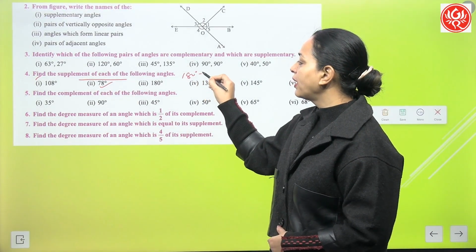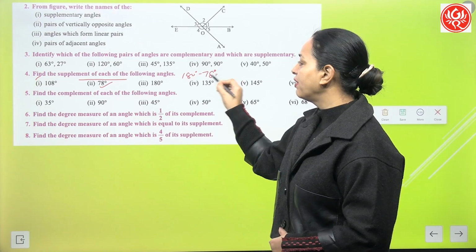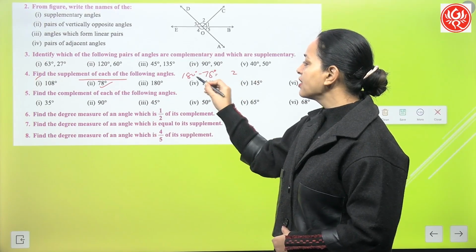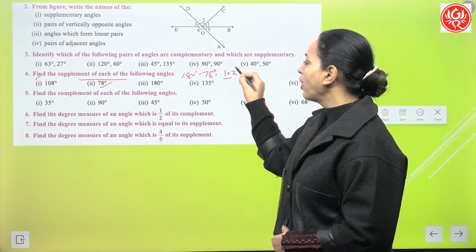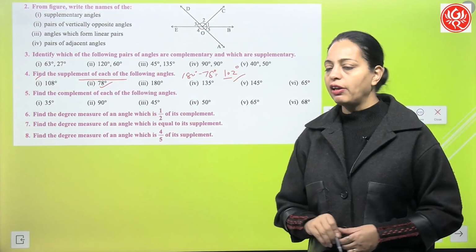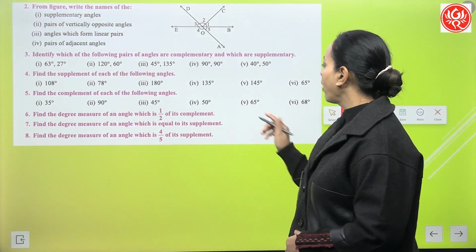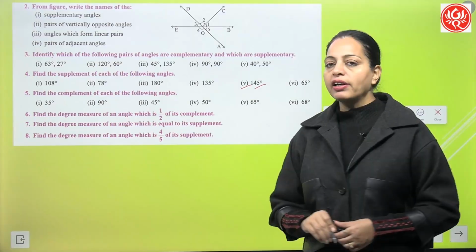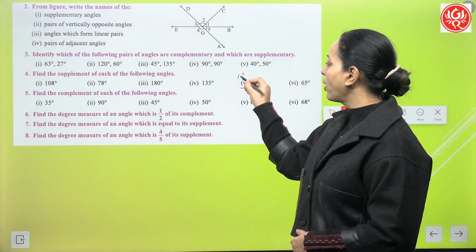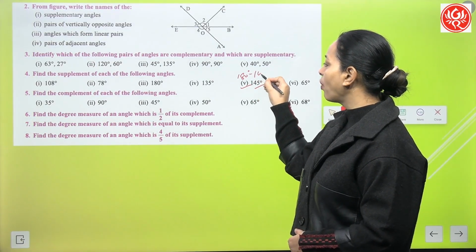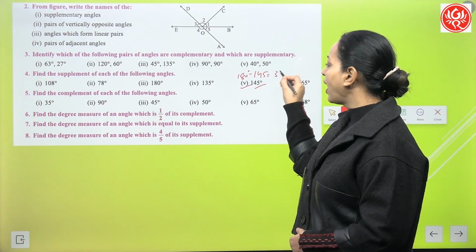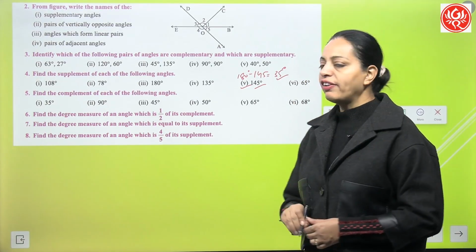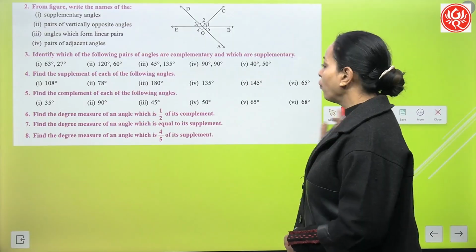180 degree minus 78 degree. So what is the answer? The answer is 102 degree. Okay. Similarly, you can try this fifth part. 145 degrees. So 180 minus 145, that is 35 degree.